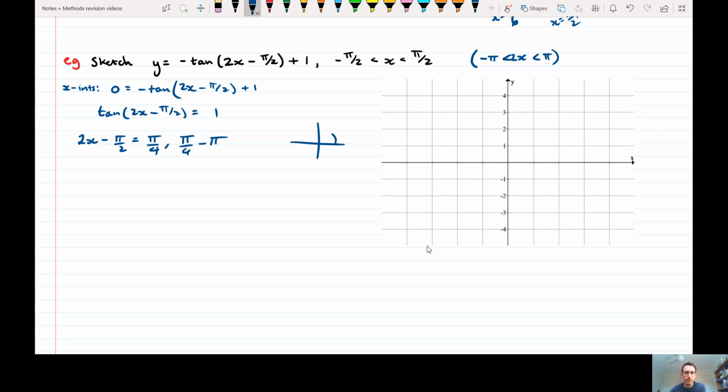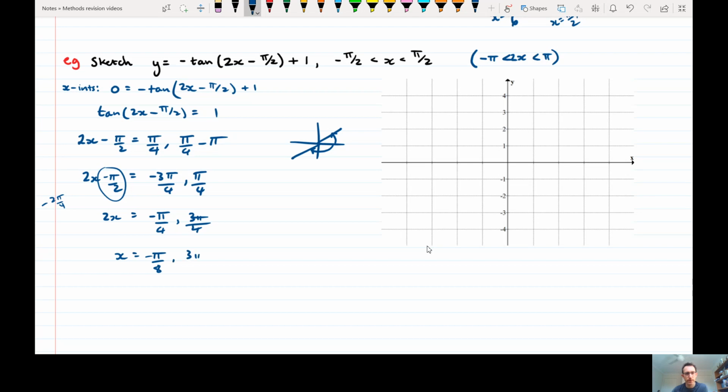So that'd be saying, oh, pi on 4 is there, and I'm going to go back to there because of the negative pi. So we have 2x minus pi on 2 equals negative 3 pi on 4 and pi on 4. And we solve for x. So we add this across. Now this is the same as 2 pi on 4. Negative 2 pi on 4. We add it across, and you get negative 1 pi over 4. And we get 3 pi over 4. And we divide by 2. And there are our solutions.